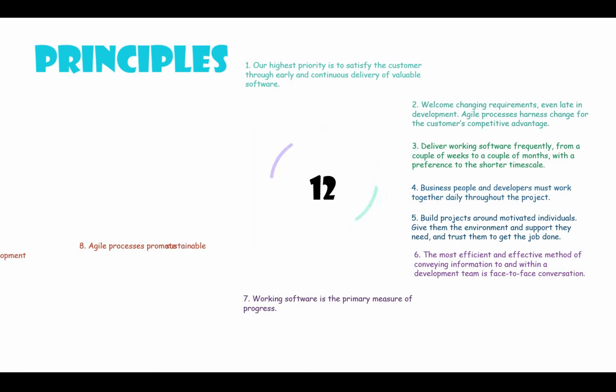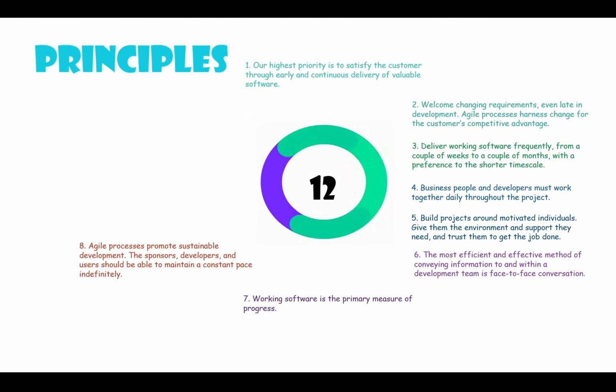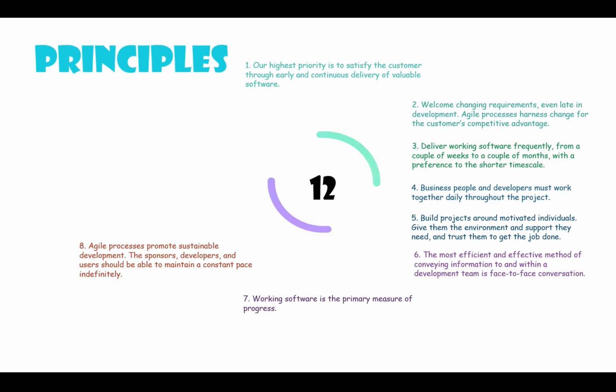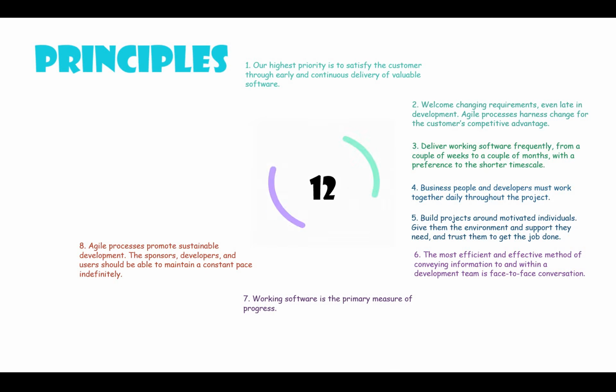And the eighth principle is that Agile processes promote sustainable development. The sponsors, developers, and users should be able to maintain a constant pace indefinitely. So it's not very stringent development, but you should have a clear picture of how the Agile process works, the sprints, how many user stories, and how you evaluate the story points and so on. It has to be done perfectly, so that the sponsors, developers, and users should be able to maintain a constant pace.